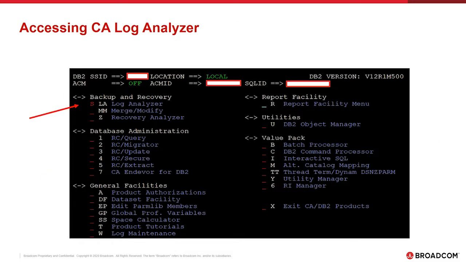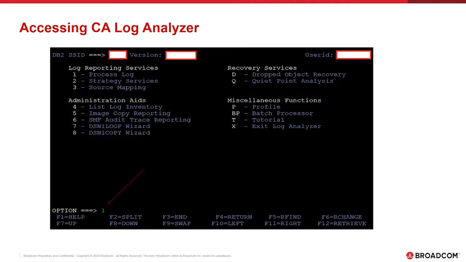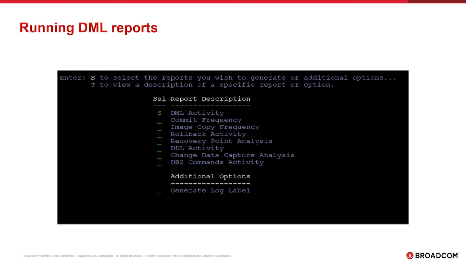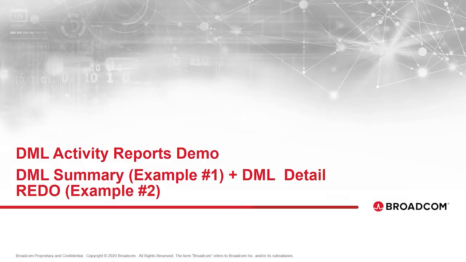We start at CA Database Management Solutions for DB2 for ZOS main menu and type X to select Log Analyzer. For the purpose of this demo, we shall select option 1 for one time off log process. This is the report specification panel where you select the type of report. For this demo, we shall start with select DML activity. We shall first run summary report by DML redo, followed by DML redo SQL with details.